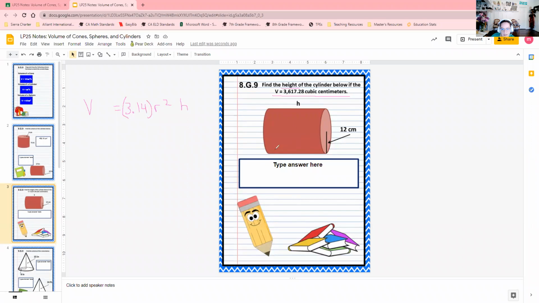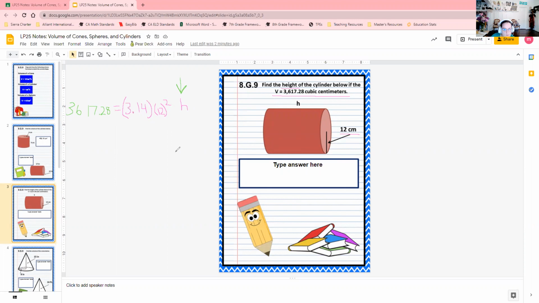And this time they give us our radius. So we can substitute radius in for 12. But they told us our volume instead of our height. So our volume gets substituted in instead, which is 3,617.28. And now we're going to do the normal process, but our goal this time is to get h all by itself. So we're going to use those algebra skills that we've been learning.